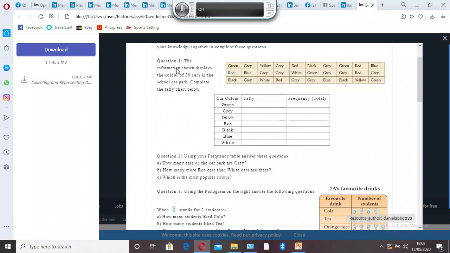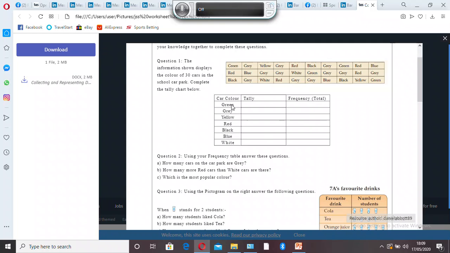Question 1 says the information shown displays the color of 30 cars in the school car park. Complete the tally chart below. Look at that. I have color green, gray, yellow, gray, red, black, gray, green, red, blue. All these are representing the color of cars parked in the school car park. So they want you to represent this data in this table. Look at that: car color, then you have your tally, then you have your frequency. I've told you frequency stands for the number of times something is appearing, the number of times something occurs.